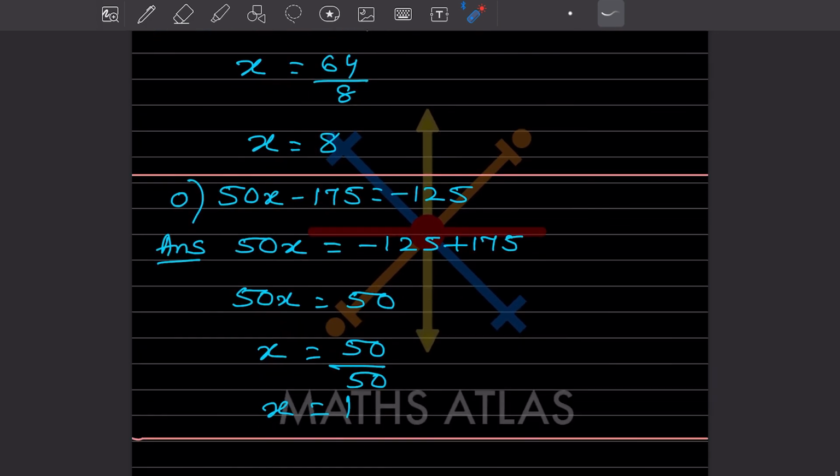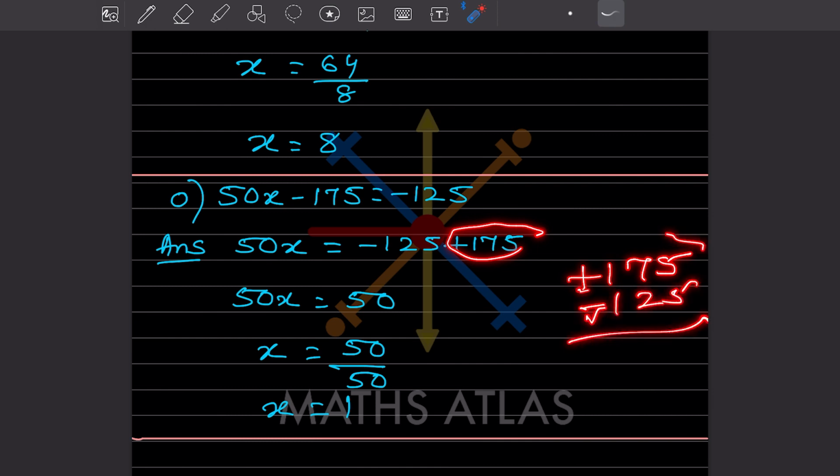Now look at here, 50x minus 175 is minus 125. So 50x, I'll keep it on the left hand side. And this is already on the right hand side. And when this goes on the right hand side, this minus is going to be plus. So now 50x, now look at here, which is the bigger number? 175, right? So I'll write it up, 175 and minus 125 over here. So 1 plus and 1 minus sign means you're going to subtract.